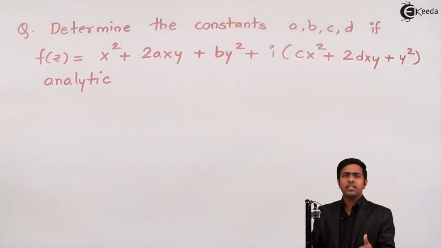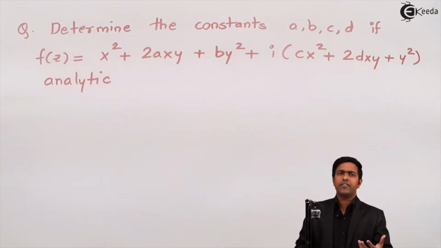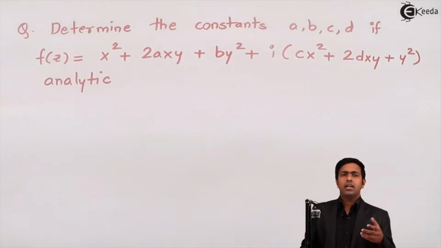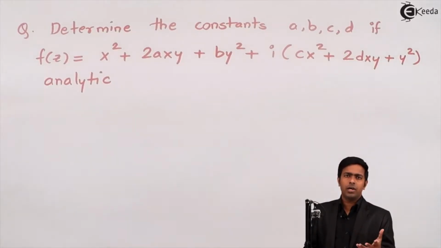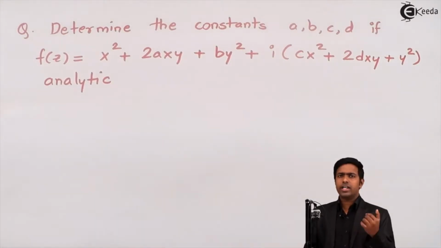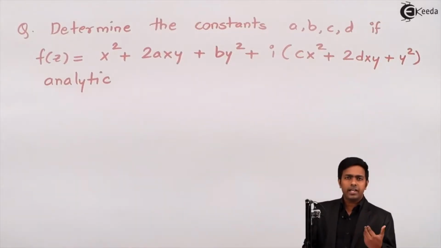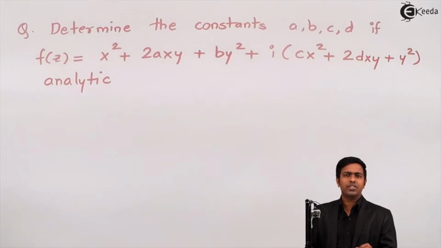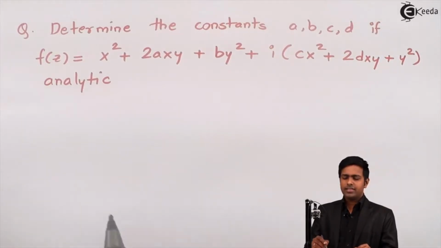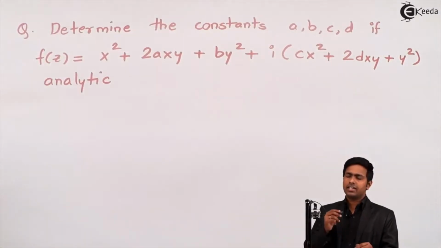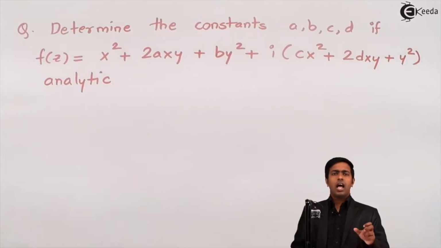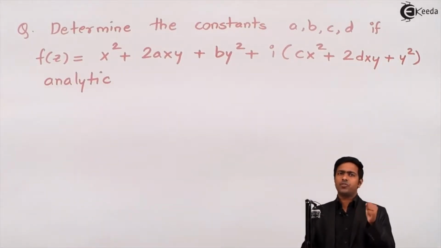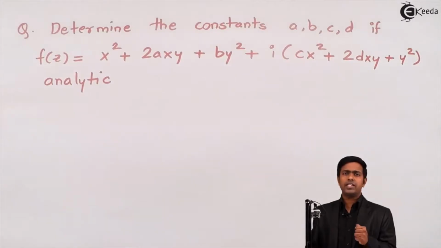The first thing is, if f of z is analytic, then it is defined and differentiable in the given domain D. Hence we call it analytic. The other thing is that if a given function is analytic, it satisfies the Cauchy-Riemann equations, and from the Cauchy-Riemann equations we can get the values of a, b, c and d.